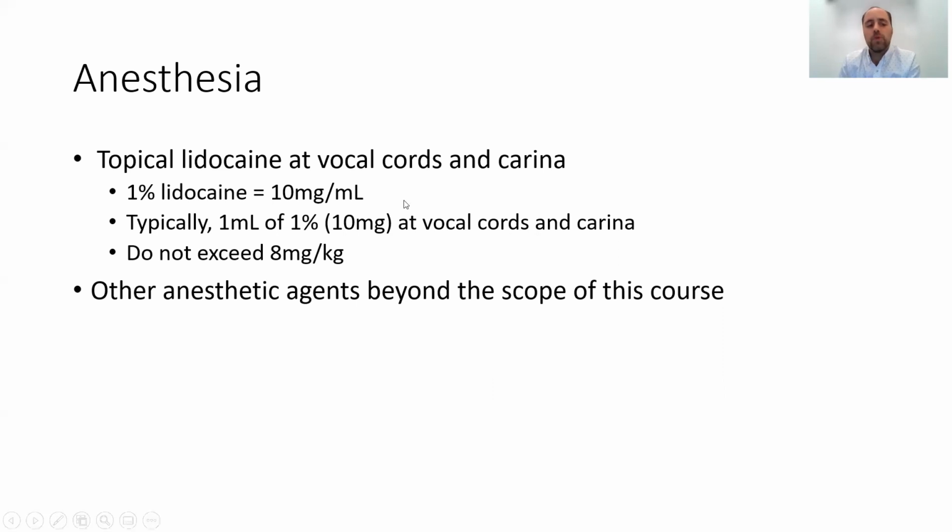So you would need to have 1% lidocaine, which is 10 milligrams per milliliter. Typically 1 milliliter of 1% is instilled at the level of the vocal cords and carina. So that's 10 milligrams. And you do not want to exceed 8 milligrams per kilogram. So in a 10 kilogram child, you would not want to exceed 80 milligrams. So by putting in 1 milliliter, which is 10 milligrams, you're very far from the ceiling of what you can use for lidocaine.